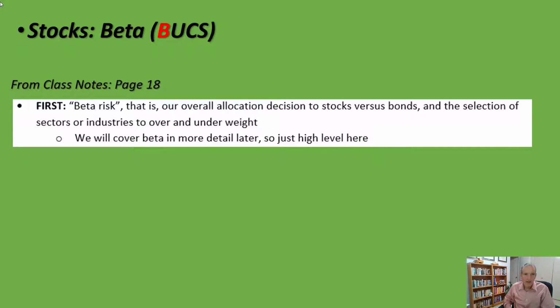Now, we can do the subcategories for stocks. We're going to use this BUCS. I won't do it in the order. I'm going to do B, C, S, U in that order. But we'll start with B, which is beta.